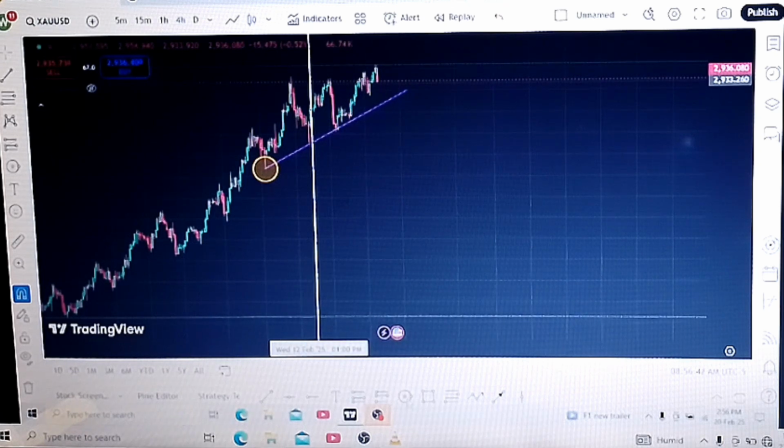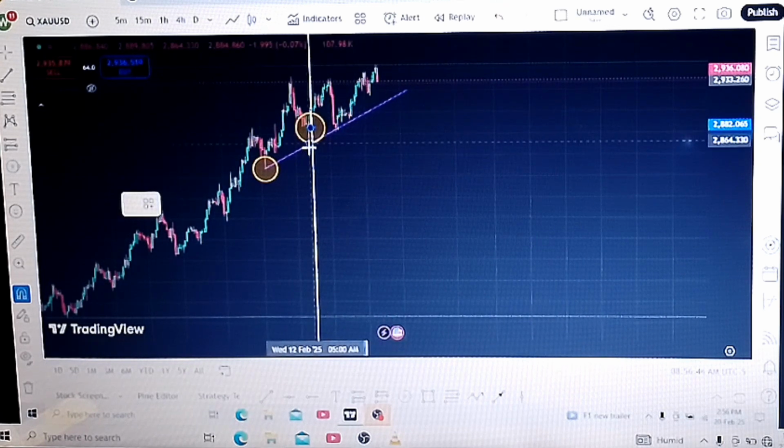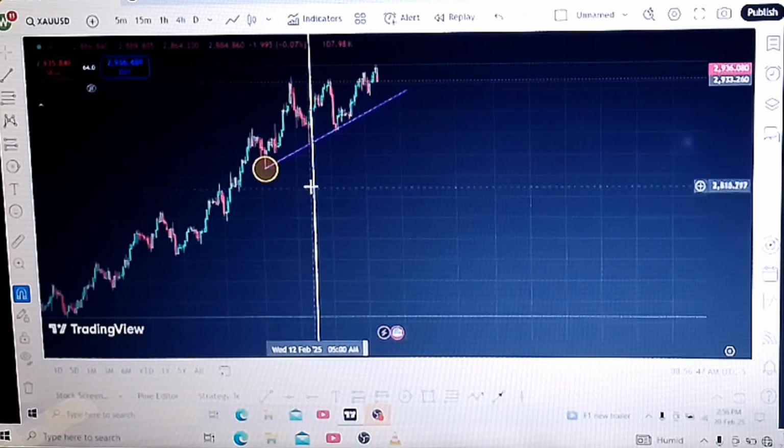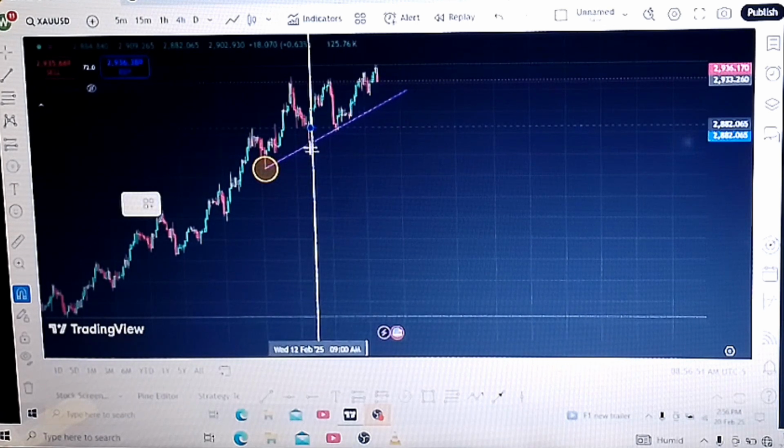I don't know what is wrong with my cursor. Let me just forget about it.